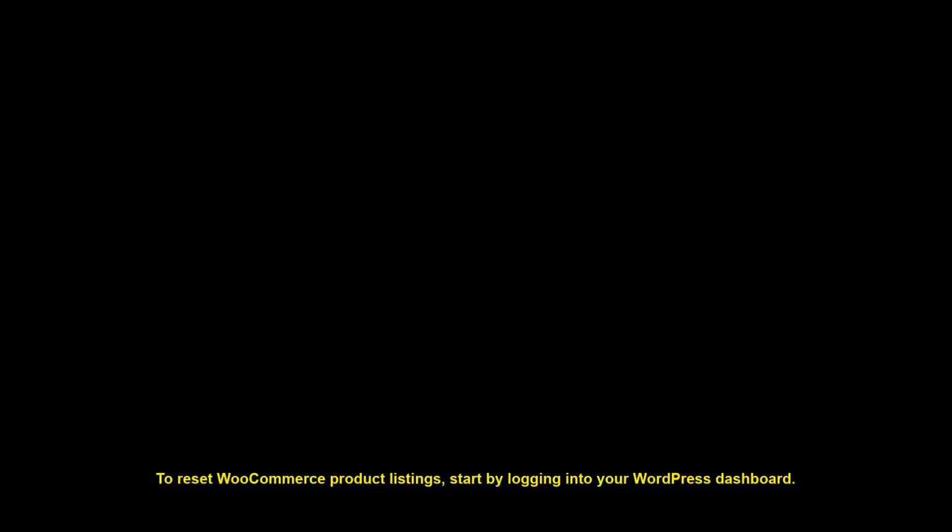To reset WooCommerce product listings, start by logging into your WordPress dashboard. Navigate to the plugins section on the left sidebar. Click on Add New. In the search bar, type WooCommerce Product CSV Import Suite. Find the plugin in the search, click on Settings. Select the Products tab. From the Products tab, click on Import.